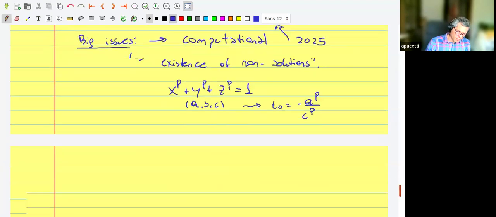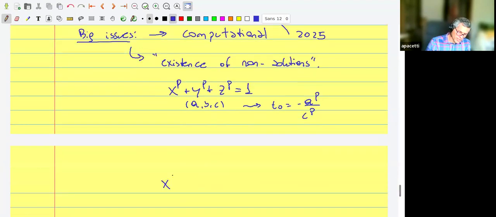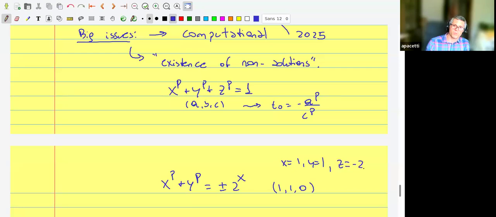Okay? And now my point is, what happens if you consider the equation which is not the same, but you just put like 2 to the x. It has nothing to do with the original equation. Nothing at all. But this has a trivial solution, which is like 1, 1, 0. Put x equals 1 and y equals 1. And so in the original situation, you would put like z equals minus 2.